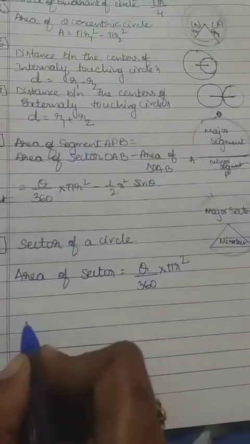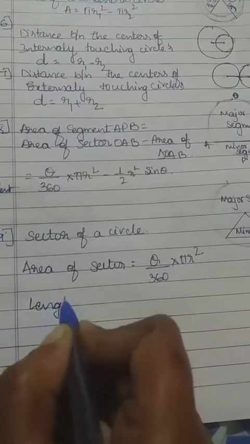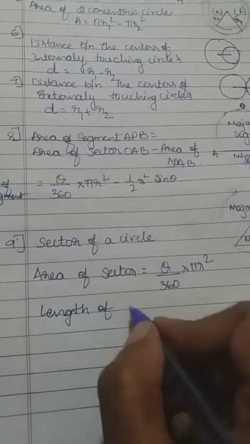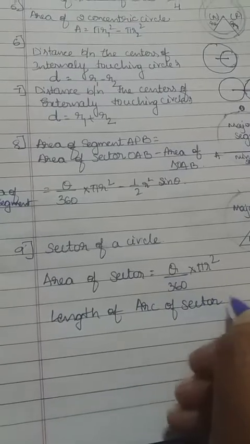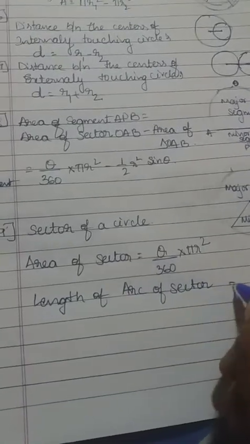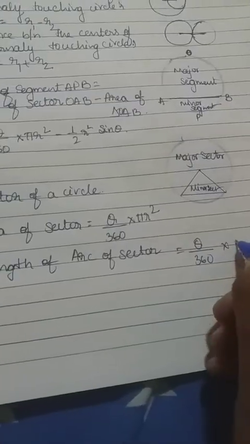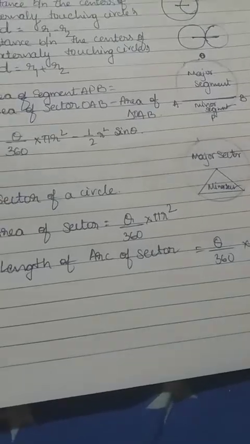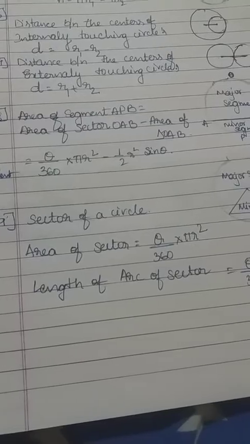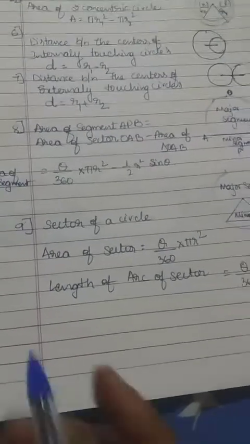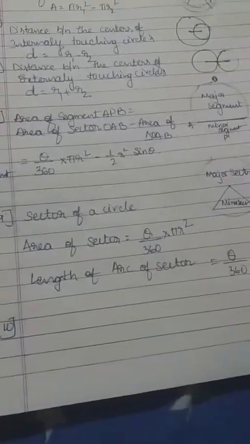In this we can get one more formula, that is the length of the arc of a sector. That is theta divided by 360 into 2 pi r. So this is the length of the arc of a sector: theta divided by 360 into 2 pi r. So this is the area of sector and the length of the arc of a sector.